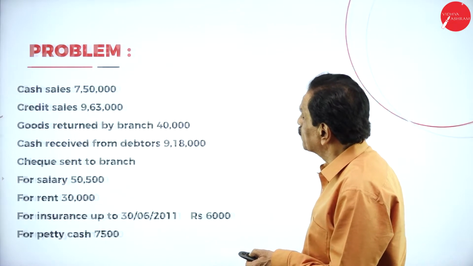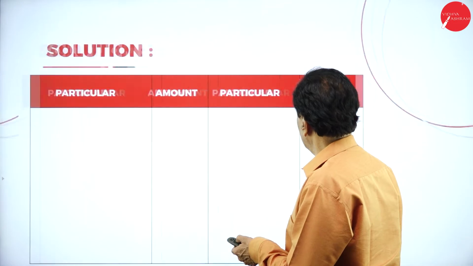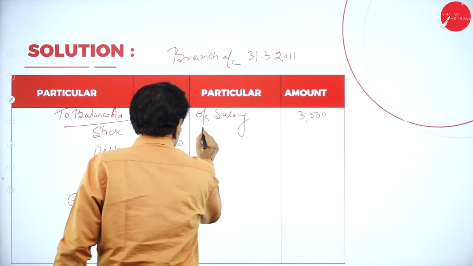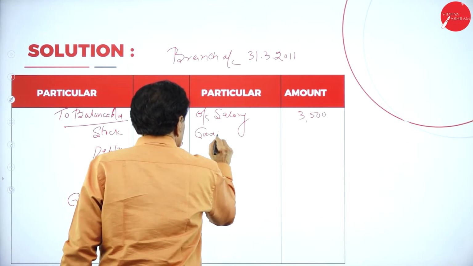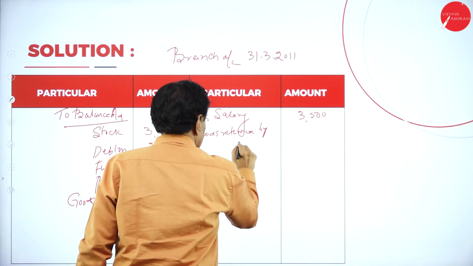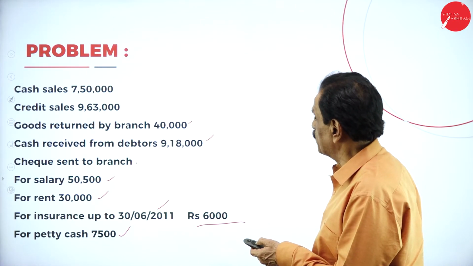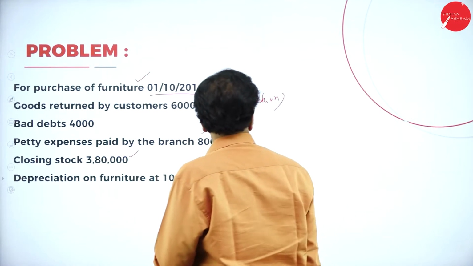What is next one? Goods returned by the branch. Goods returned by branch 40,000.